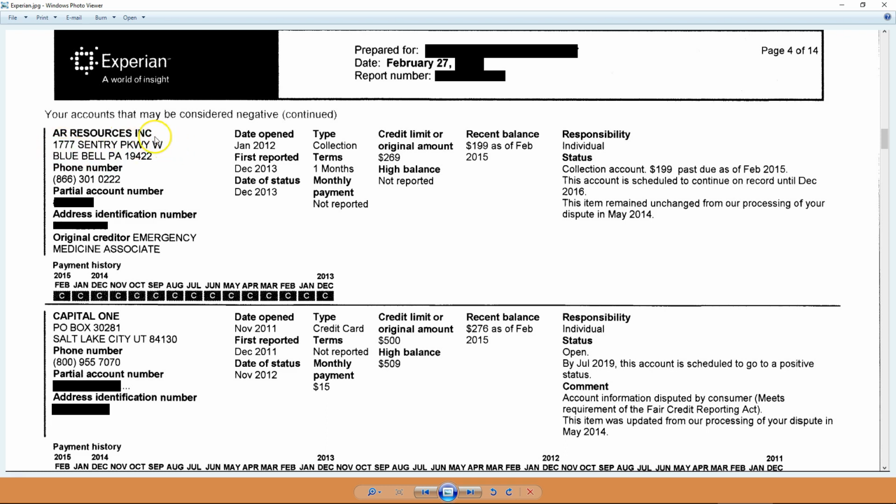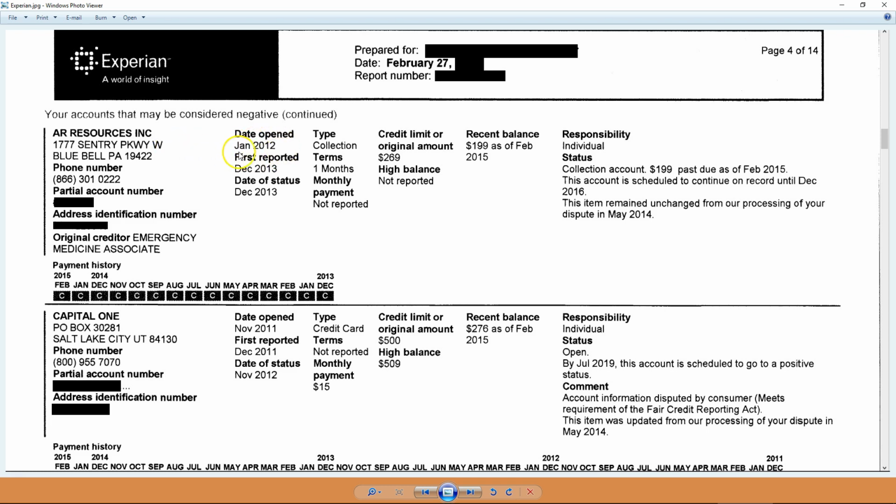Another thing you want to take note of here is the address. Every negative account or every positive account on the credit report has an address. So if you're going to dispute directly with this collector, you have the address right here where you can send disputes directly to the collector. That's your right. Okay. So you want to comb through this credit report with your customer or yourself, and you want to look for problems.